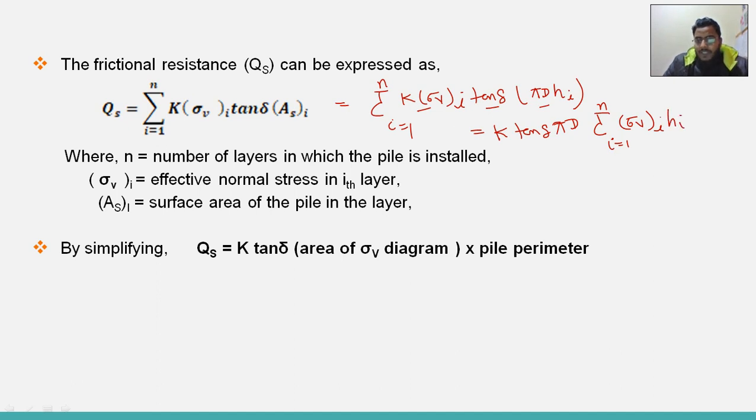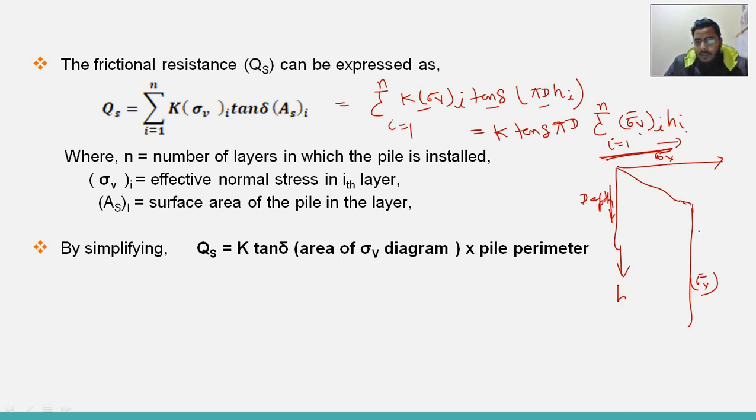See what this is. This is the vertical effective stress at a depth for the ith layer, and this is the thickness of the ith layer. So see this graph, and this is the depth. Suppose this is one graph I made. See what this is denoting. We can write it in terms of integration or summation. So what is the summation of sigma V into h? This is sigma V, this is h. This is giving the area under this area through the depth axis.